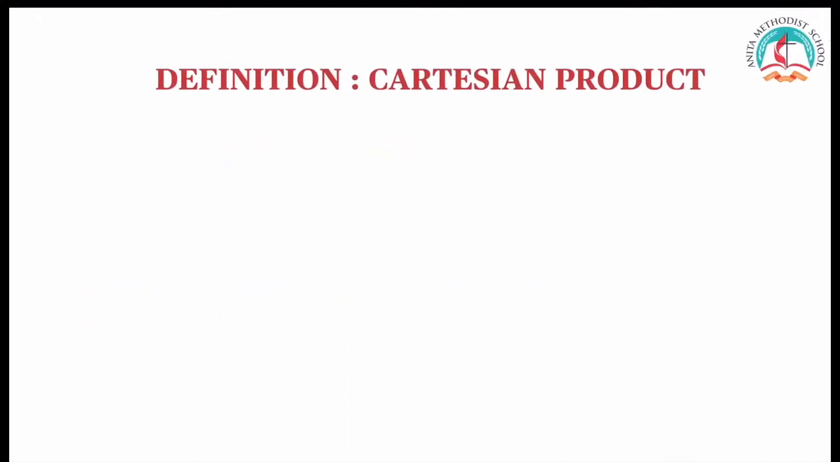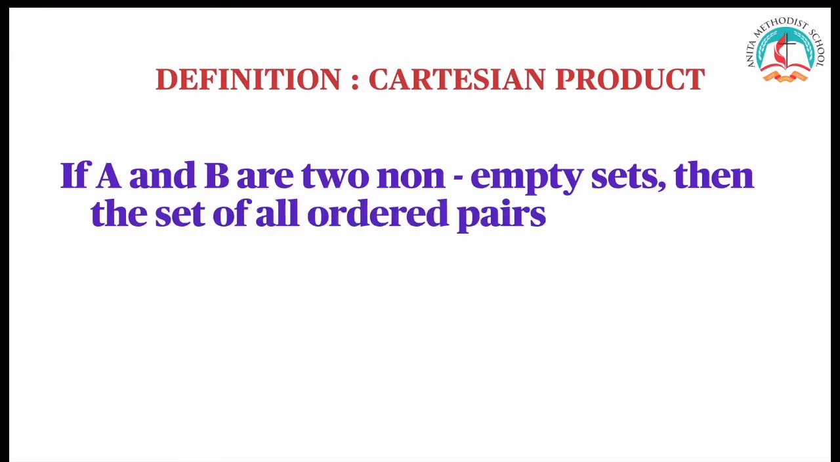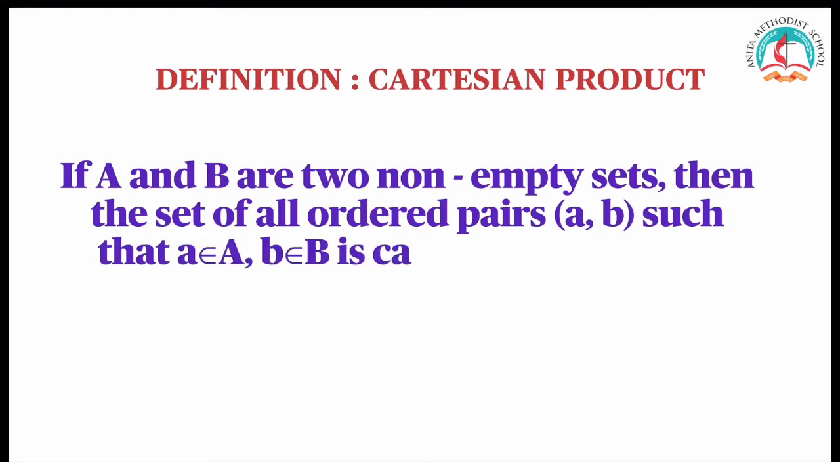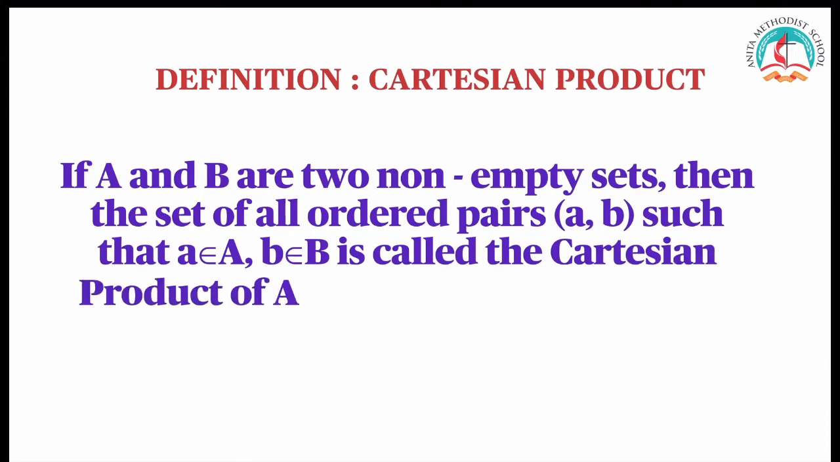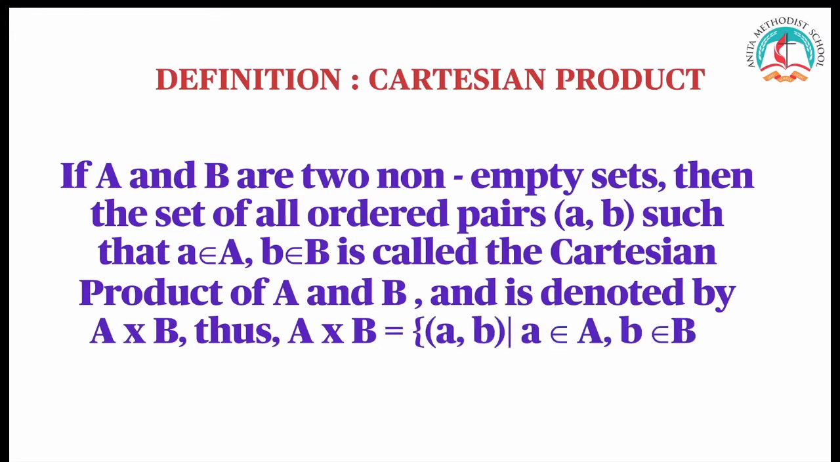Definition of Cartesian product. If A and B are two non-empty sets, then the set of all ordered pairs (a, b) such that a belongs to A and b belongs to B is called the Cartesian product of A and B and is denoted by A × B. Thus, A × B equals the set of ordered pairs (a, b), where a belongs to A and b belongs to B.